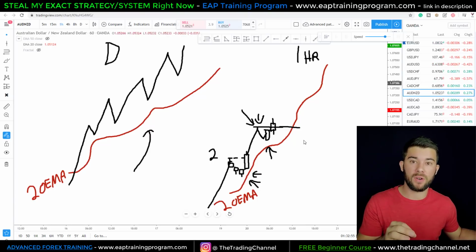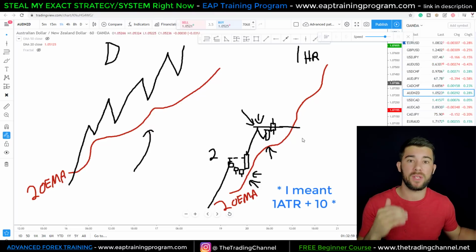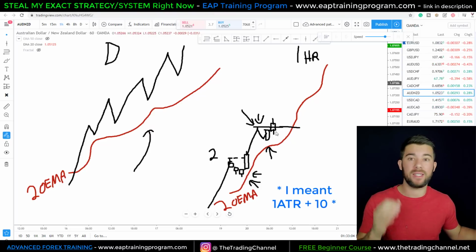And for stops and targets, I use 1 ATR plus 5 for stops. And I'm just using a 1-to-1 risk reward right now in the testing process. And that is the entire strategy.